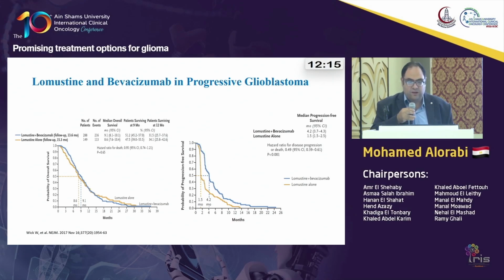Bevacizumab was compared in a randomized phase 3 trial. The addition of bevacizumab to lomustine was compared to lomustine alone, and the addition of bevacizumab improved progression-free survival, 4.2 months versus 1.5 months, and also improved quality of life in comparison to lomustine alone. But unfortunately, there was no improvement in overall survival.